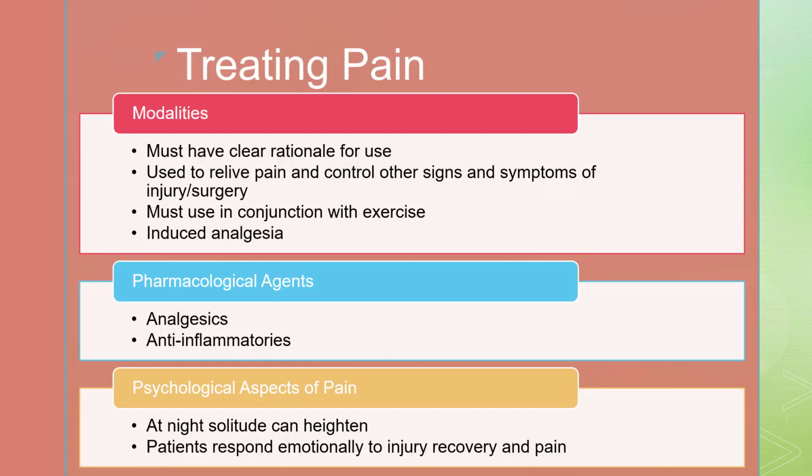Treating the pain. In the treatment of pain, we often use modalities. You will need to have a clear rationale for use of modalities. Modalities need to be used in conjunction with exercise. You can introduce thermal agents for pain control, utilize electrical modalities to reduce pain, and acupuncture, electrical stimulation, and even deep massage can all be used to stimulate endorphin release.